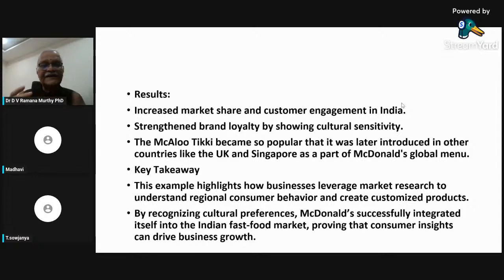So the McAloo Tikki became so popular. It's aloo based, meaning potato based. It became so popular that it was later introduced in other countries like the UK and Singapore. This is something fascinating, as a part of McDonald's global menu. Because it's a global brand, they have to develop a global menu. It's an eatable, so taste counts and color counts. Based on the cultural differences, tastes also matter much for the customers. So this is an interesting case.